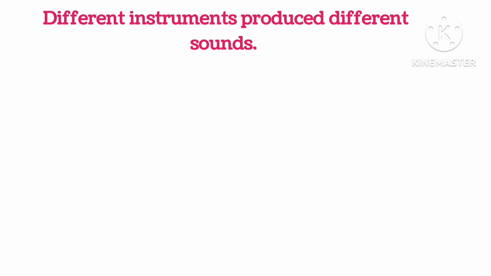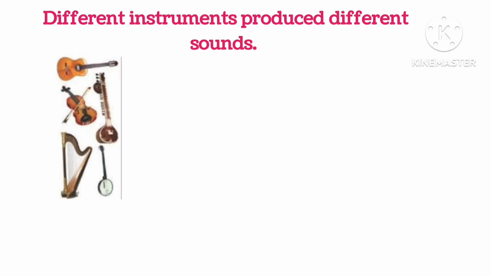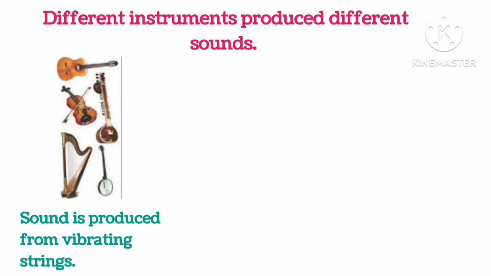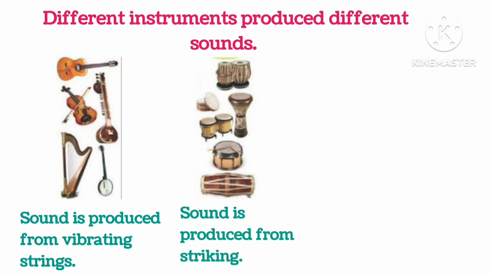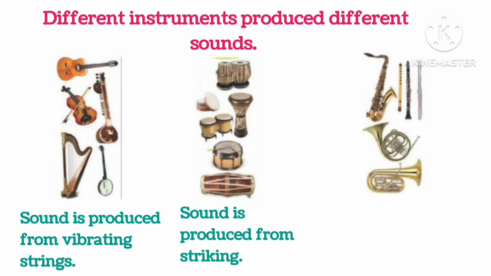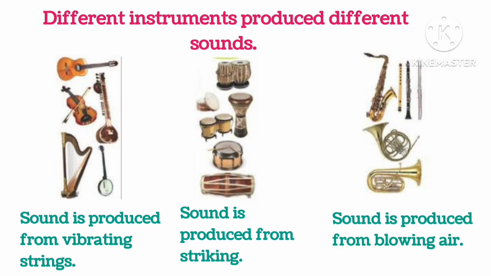Different instruments produce different sounds. Like guitar and violin, in these instruments, sound is produced from vibrating strings. In tabla, dholak, etc., sound is produced from striking the membrane, whereas in the flute, sound is produced from blowing air.